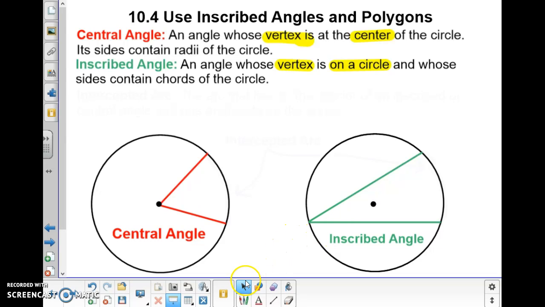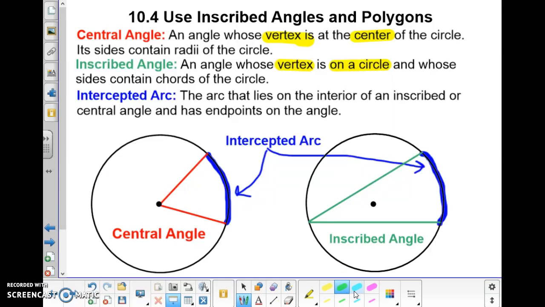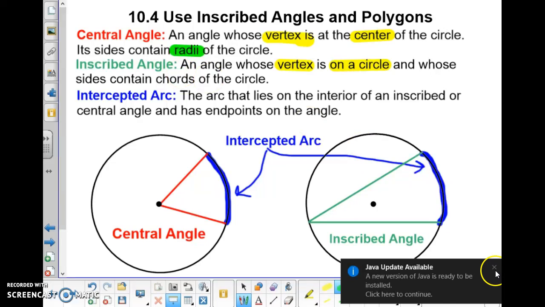But before we talk about that, the arc that is created from these angles is going to have a name. The arcs here that are highlighted in blue, we're going to call the intercepted arc. By definition, that is an arc that lies on the interior of an inscribed or a central angle, and the endpoints end up being on the angle itself. The last thing I want to look at in our vocabulary is that a central angle is very simply two radii connecting to one another.